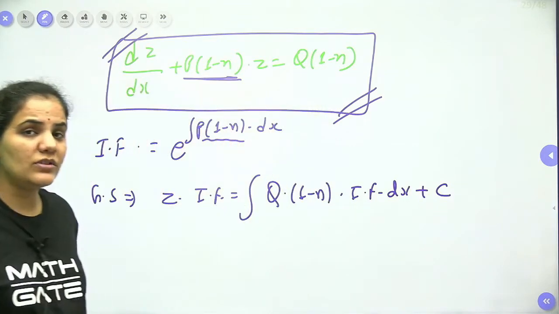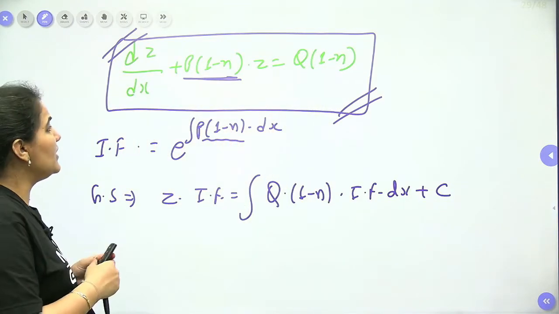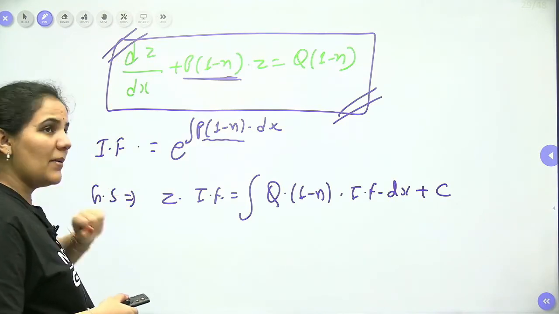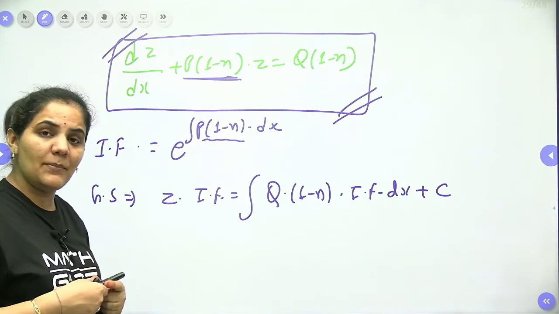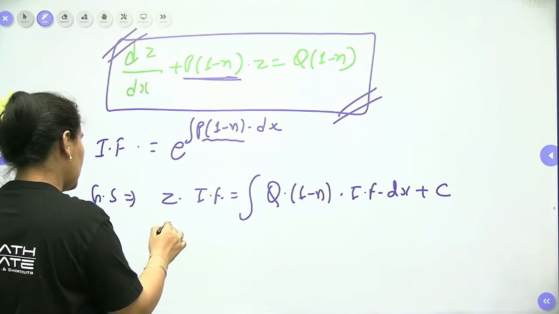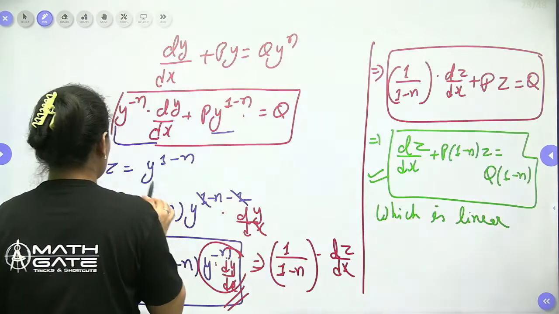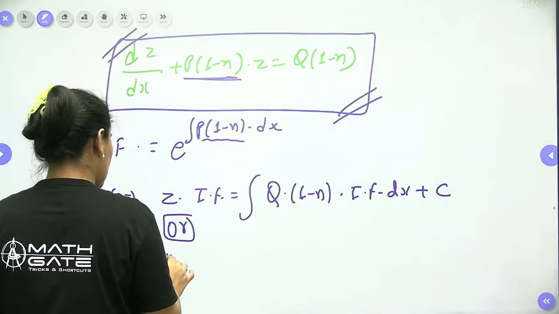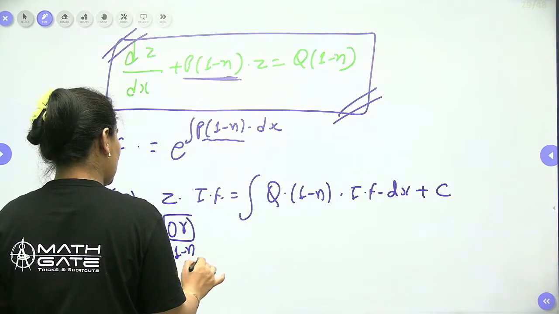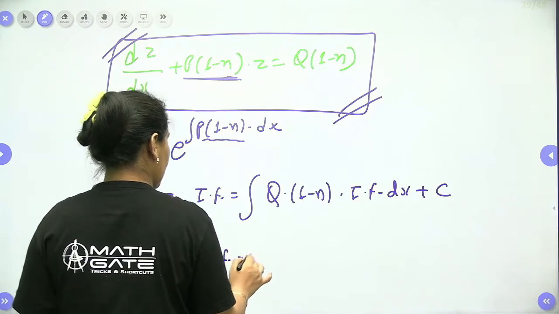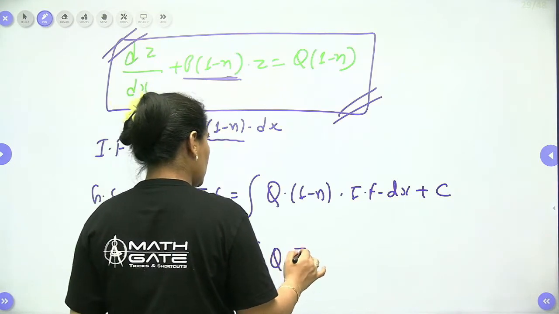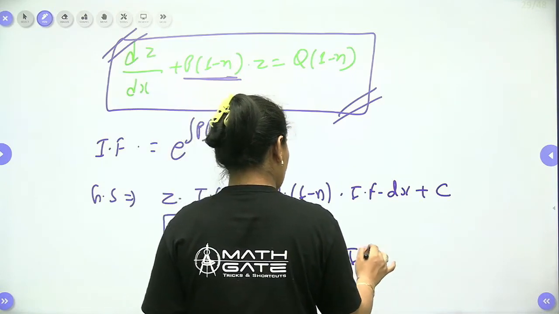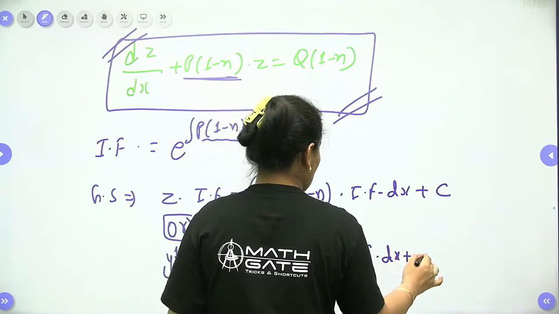Now you may think, ma'am, exactly when we have the equation in the given question, it will be in the dy by dx form. So how will we approach it? You can write, dear students, at the place of z, the value of z that we substituted. So you can say it is y to the power 1 minus n into integrating factor is equal to integral of q into 1 minus n into integrating factor dx plus c.